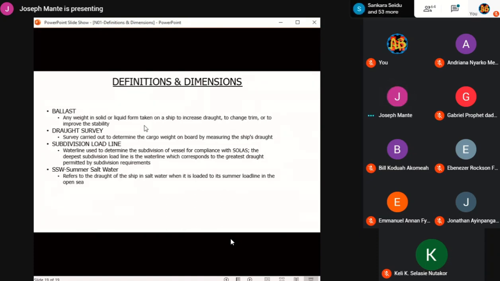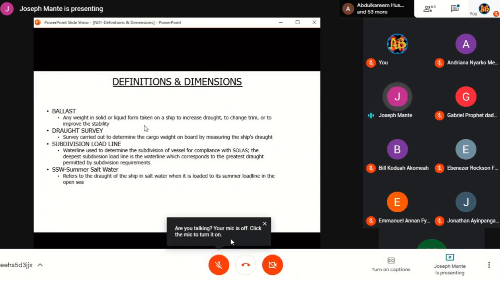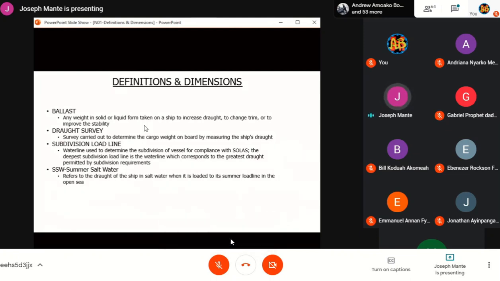All right. Then we come to ballast. Ballast is any weight in solid or liquid form taken on board to increase draft, to change strength, or to improve stability. So we have different ways to keep stability. Whether we use fins, some local fins attached to the hull, or we put in a solid form in the hull. Some ships can use their fuel to stabilize it, and some have water and other things in it.